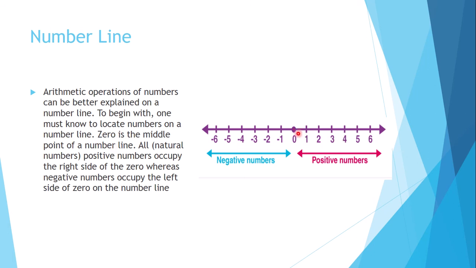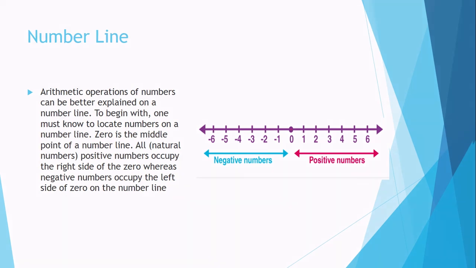0 is the middle point of any number line. If you have to plot positive numbers, all positive integers occupy the right hand side of a number line, and if you have to plot negative numbers, they will occupy the left hand side of the 0 on a number line.